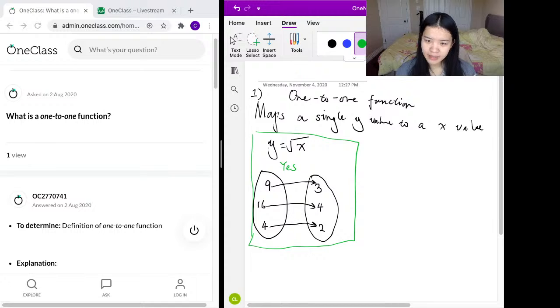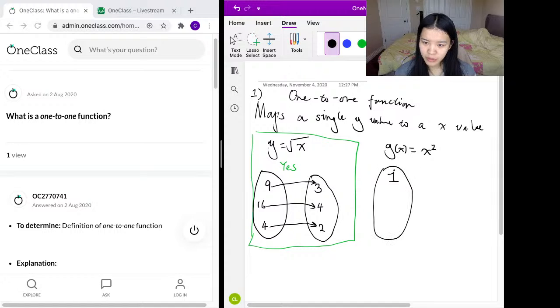Now let's look at another example. Consider g of x equals x squared. Is this a one-to-one function? So let's consider the value 1. If x is equal to 1, what would the y value be? It would be 1 squared, which is also 1. However, if you consider the x value negative 1, what would the y value be? It would also be 1.